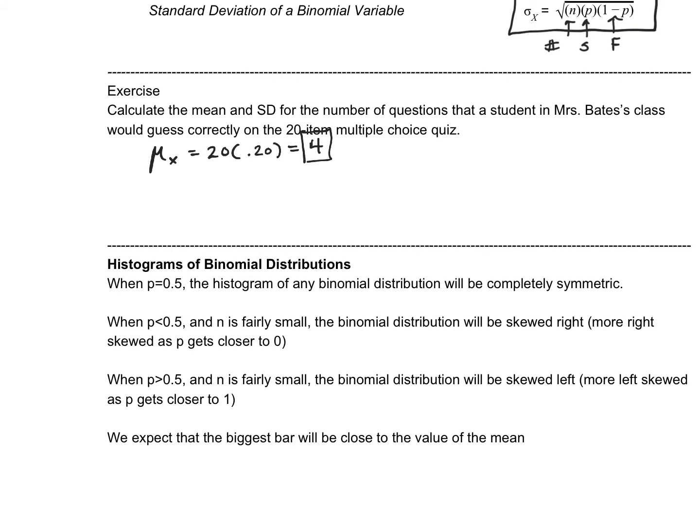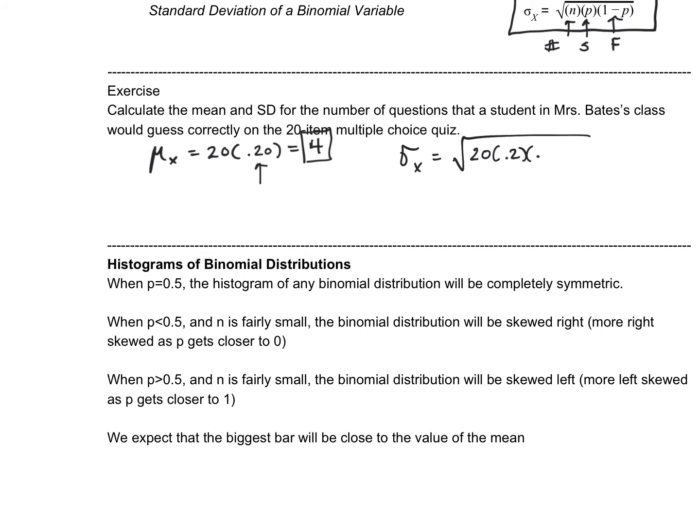All right, so let's find the standard deviation now. Standard deviation of x is the square root of 20 times 0.2 times 1 minus p. That was from the previous question: 5 items, A through E, randomly generated. Remember, it says Mrs. Bates's class would guess correctly. There were 5 answer choices, so your probability if you guess correctly is 1 out of 5. All right. So 20 times 0.2 times what?